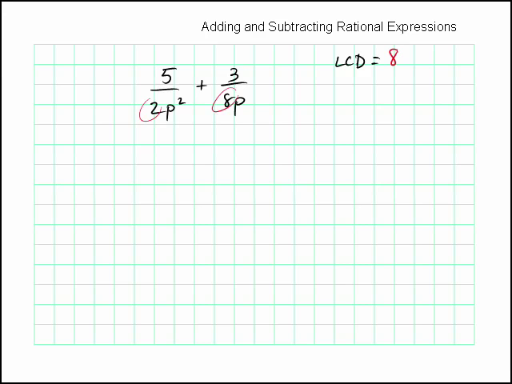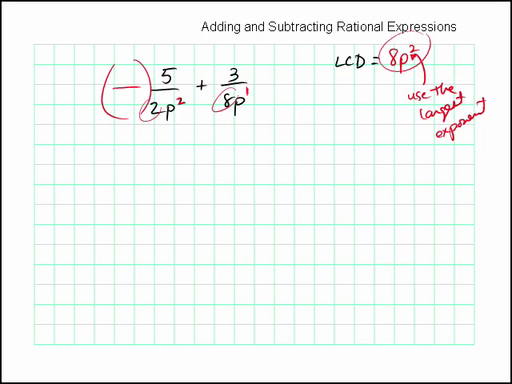And I have variables on here. When we have variables, this is very easy. All you do is you go with the largest one. The largest exponent on the variables is the one you use. We have a p to the first here, and we have a p squared there, and so I have to have p squared in my least common denominator. Use the largest exponent. The LCD is 8p squared.